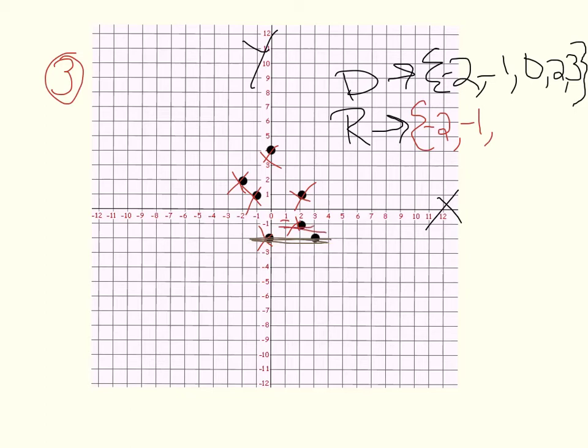Next points. My next two points are these two, and both of these y values are 1. That got rid of those. Right here is my next point. Its y value is 2. And my next one is this one, and its y value is 4. So there's my domain and range from a graph.